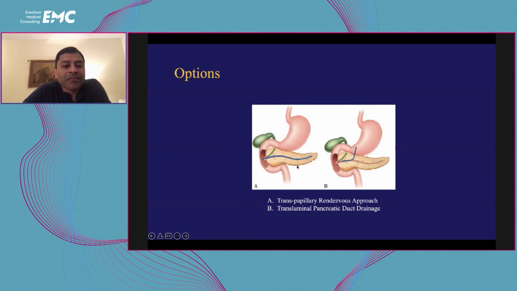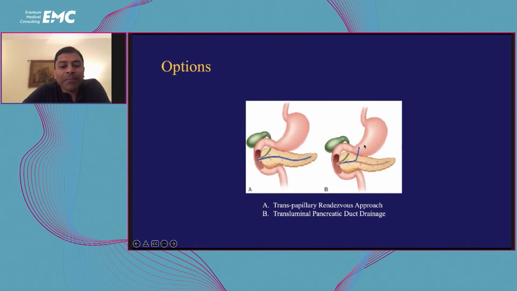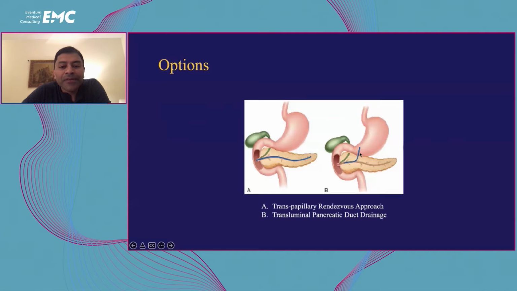So these are the two options for pancreatic duct drainage. One option is to do the rendezvous technique, where you puncture the pancreatic duct from the stomach and then advance it through the major duodenal papilla, or you just establish a communication between the pancreatic duct and the stomach, which we call pancreatic gastrostomy.